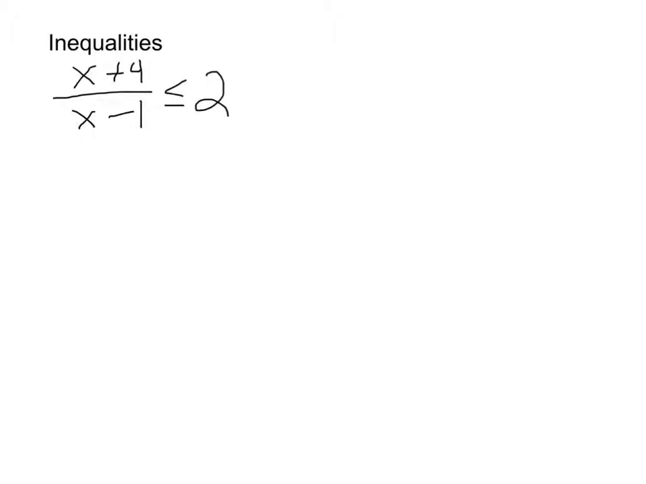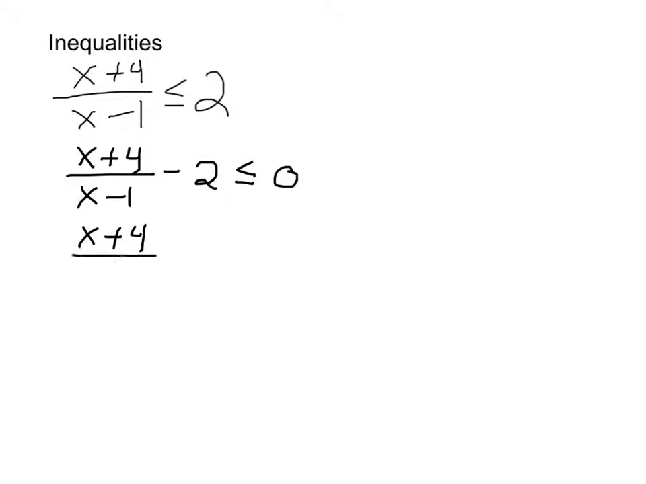Now the first thing I'm going to do is bring everything over to the left hand side. So I have (x + 4)/(x - 1) - 2 is less than or equal to 0. It's imperative that you compare everything to 0, otherwise it won't work. It's also very tempting to multiply both sides by x - 1, but when you do that, that changes the inequality. So this is a lot more precise.